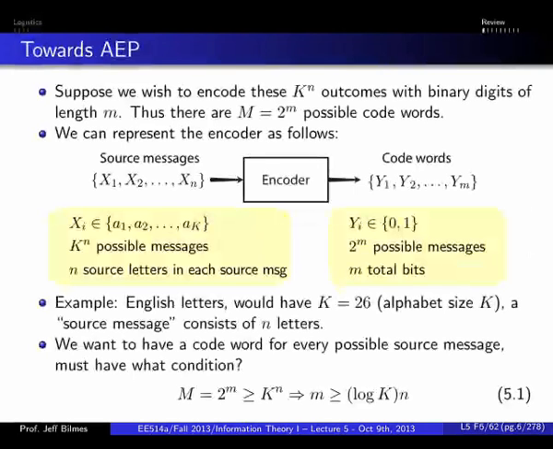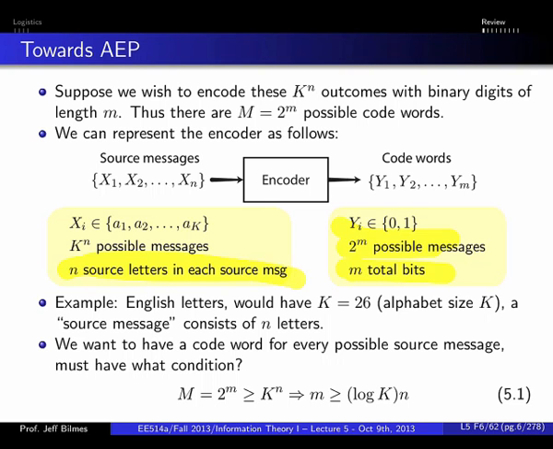Okay, so let's get right to it and do the review. Remember we were talking about source coding. Source coding can be seen as a form of compression. It is, in fact, compression. The idea is that we have source messages of length n, with n source letters in each source message. What we want to do is compress it down to a sequence of m bits. If there are m bits, then there are 2^m possible code words.